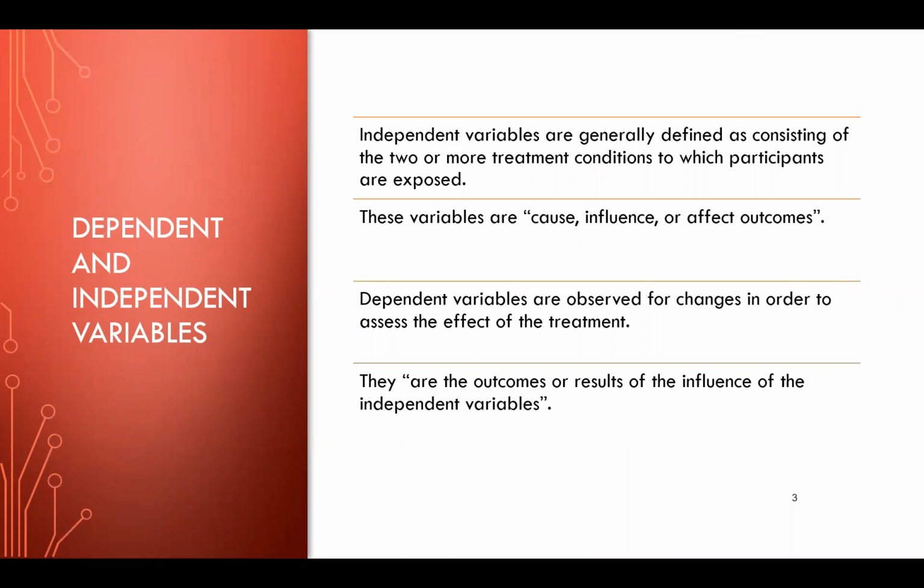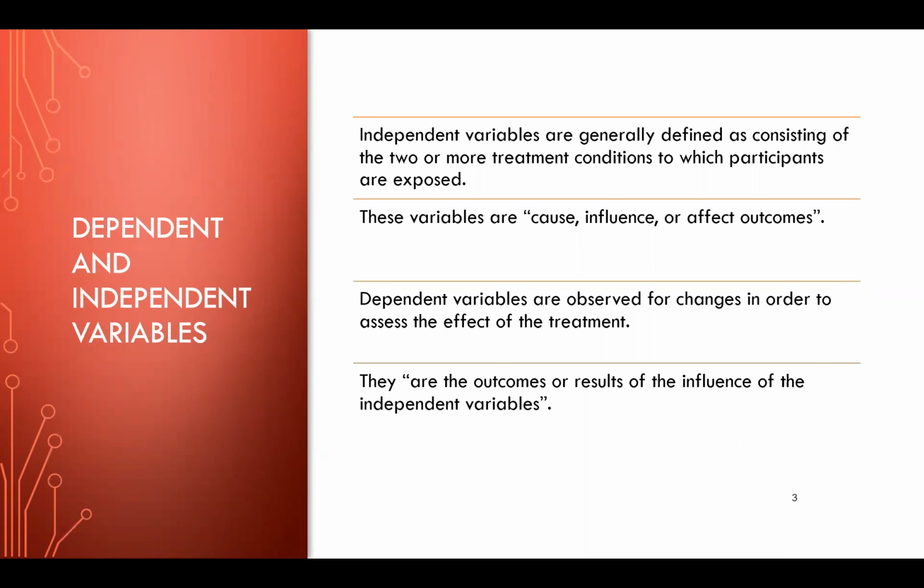So when you're looking for some kind of relationship between variables, you're trying to see if the independent variable causes some kind of change in the other variable, the dependent variable. Usually when you're looking for a relationship between two things, you're trying to find out what makes the dependent variable change the way it does.